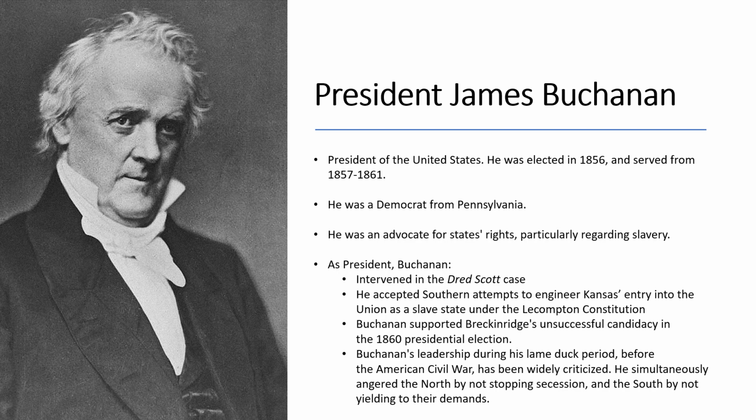There are quite a few things that happen in President Buchanan's presidency. So he intervenes in the Dred Scott case, very controversial. He accepted Southern attempts to engineer Kansas's entry into the Union as a slave state under the Lecompton Constitution. He supports Breckenridge's unsuccessful candidacy in 1860 at the offset of the Democrat conventions. And what's quite interesting, is very famous for his behaviour and actions after Lincoln's elected.